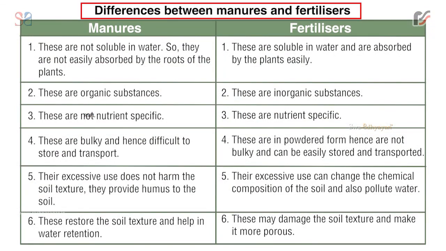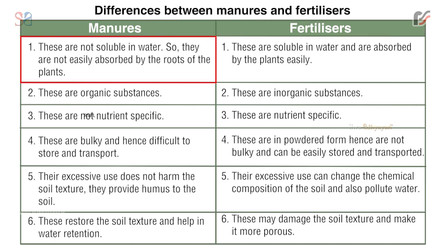Differences between manures and fertilizers. Manures: number one, these are not soluble in water, so they are not easily absorbed by the roots of the plants. Fertilizers: number one, these are soluble in water and are absorbed by the plants easily. Manures: number two, these are organic substances. Fertilizers: number two, these are inorganic substances.